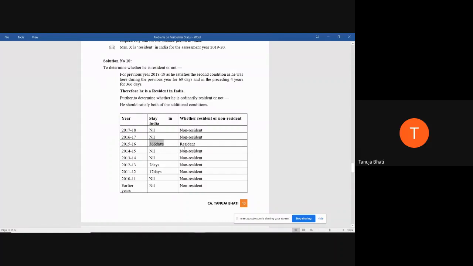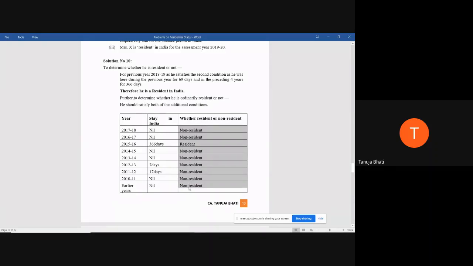You check the 2 basic conditions, correct? What are the 2 basic conditions? Only for resident, non-resident, what do you do? You check the basic conditions. Now, what is the basic condition? That his stay in the previous year should be 182 days. Now, he's staying for 366 days. So, obviously, he's a resident, correct? So, he's tagged as a resident. In all other cases, if he fails the basic conditions, he is tagged as a non-resident.